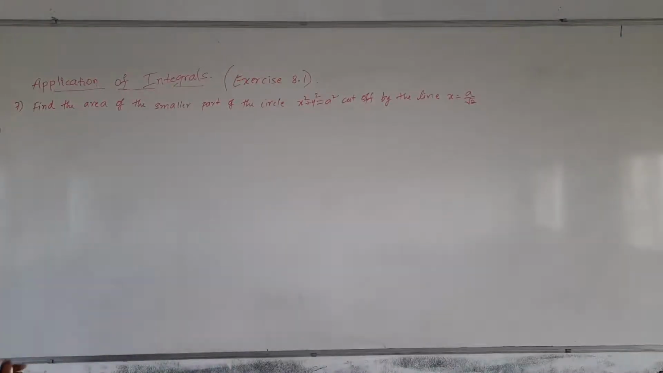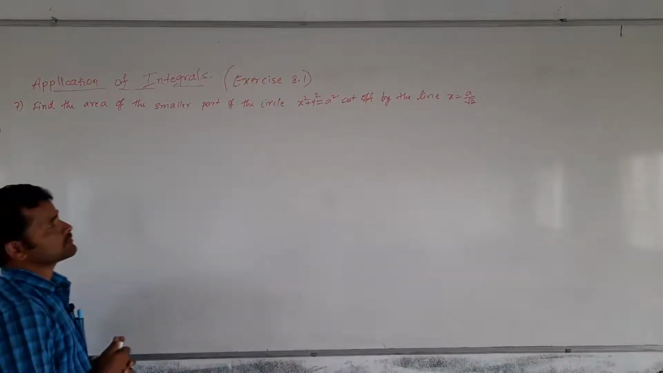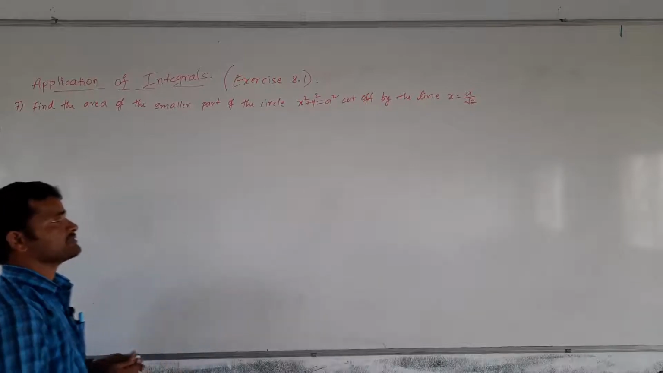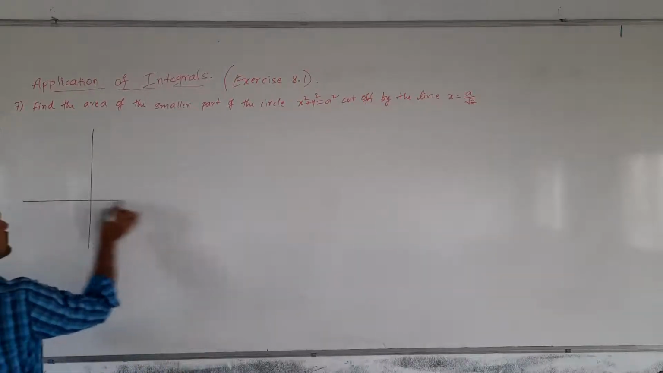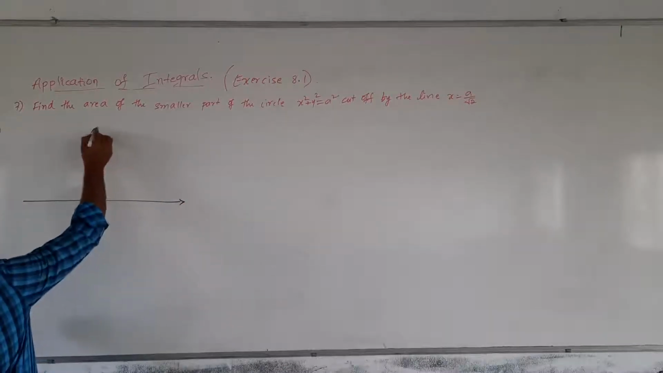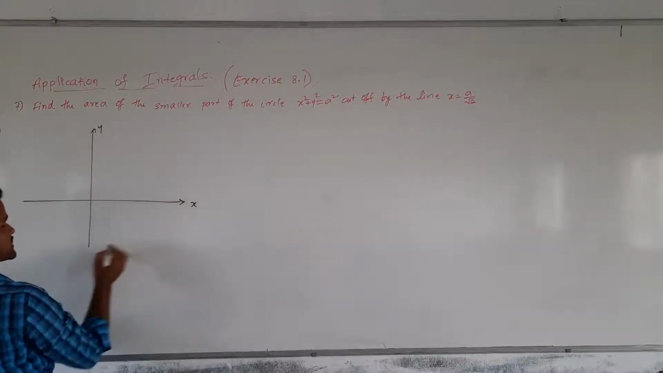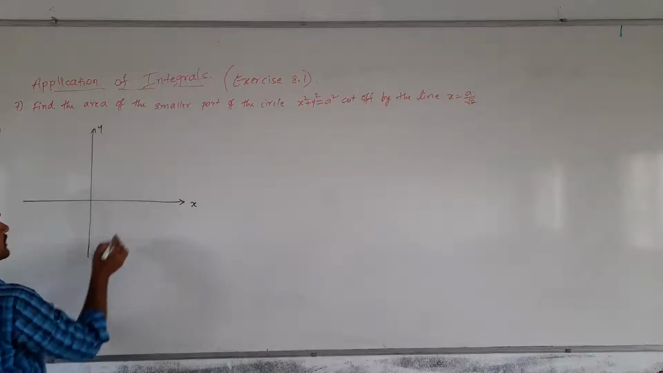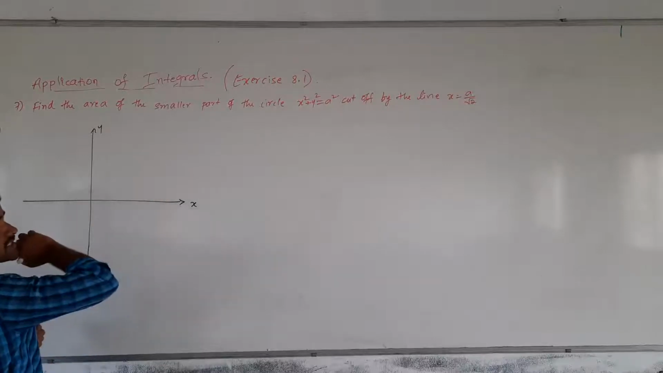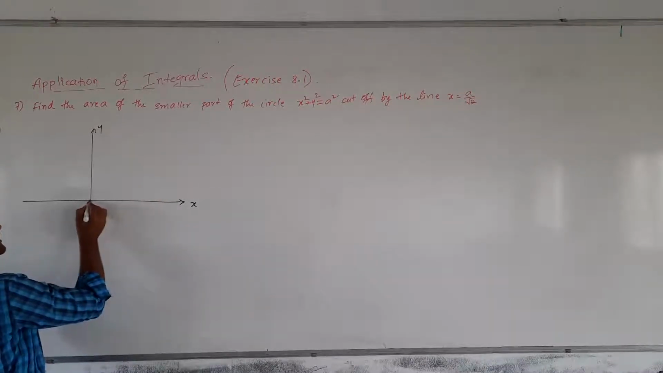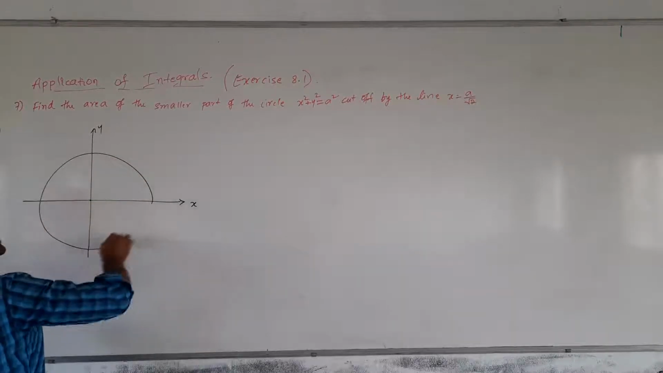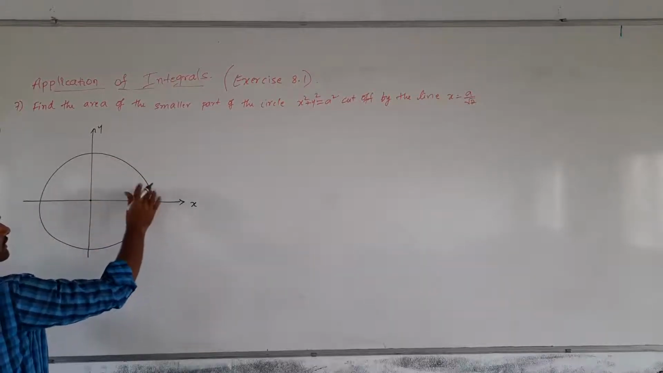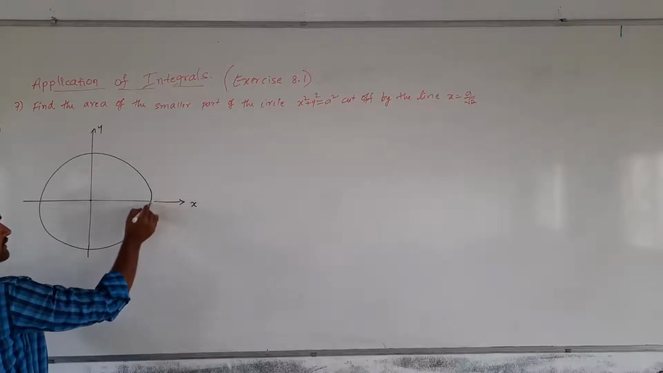Problem number 7 is: find the area of the smaller part of the circle x square plus y square is equal to a square. First of all, let me draw the graph of x square plus y square is equal to a square. That is a circle with center (0, 0) and radius a units. This is how the circle will be.